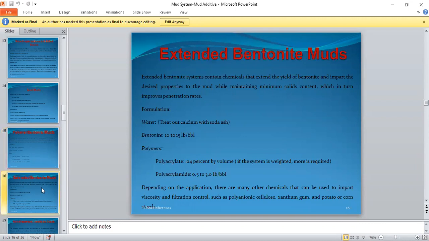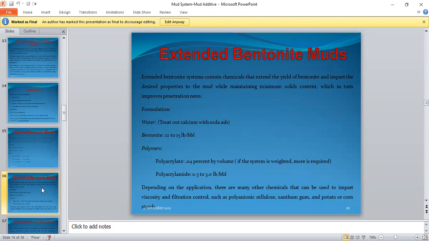Extended bentonite mud. Now this, your spud mud is a bentonite mud. The next one, you have polymer bentonite mud. And now we have extended bentonite mud.